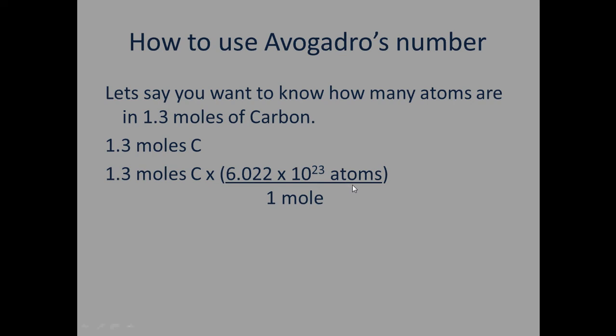You always put your unknown on top of a conversion factor. So moles will cancel. Basically what you're doing is 1.3 times Avogadro's number in a calculator. That gives you 7.83 times 10 to the 23rd atoms of carbon. So the great thing about Avogadro's number is you can find out how many atoms are in a given substance.